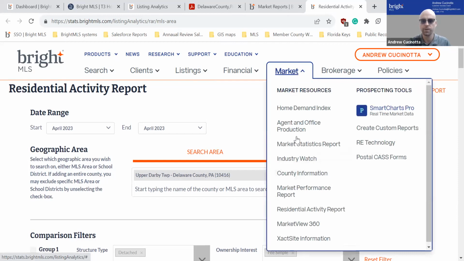So again, guys, take a look at the market tab at the top. Take a look at some of these reports here in the first columns. If you want to get adventurous, take a look at Create Custom Reports. It's one of my favorites here.